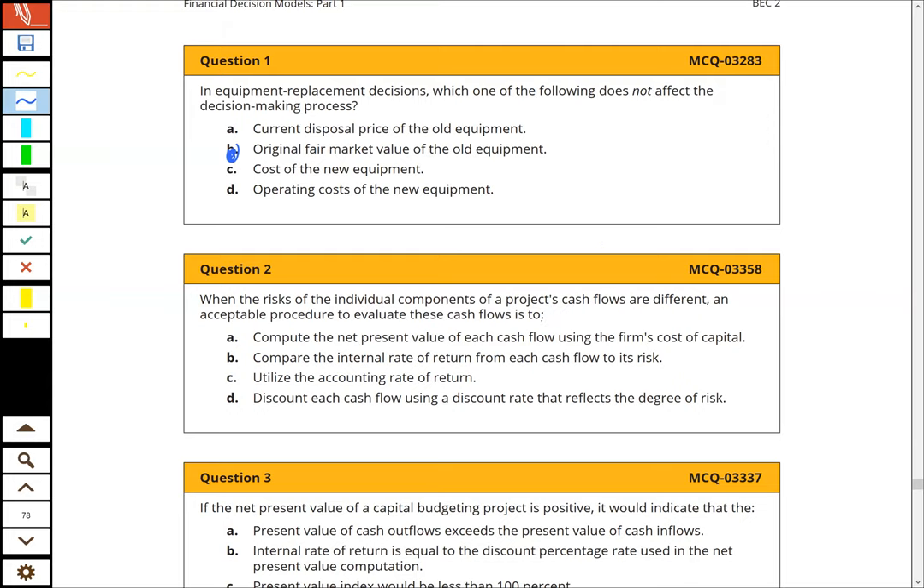Okay. All right, guys, let's take a look at this one. And this is pretty straightforward. Almost everybody got it right, 80%, which is a good percent. But let's take a look at this. When the risk of the individual components of a project's cash flow are different, an acceptable procedure to evaluate these cash flows is to, and we saw this, discount each cash flow using the rate associated with the period of time when those different cash flows come in. It'd be nice if cash flows were good little boys and girls and just came in exactly the same amount period after period, but nothing in this world really works that way.